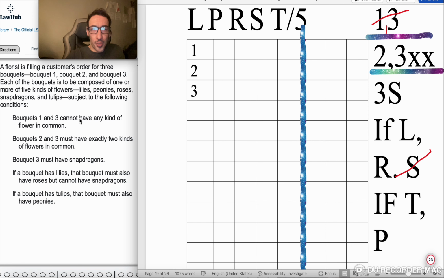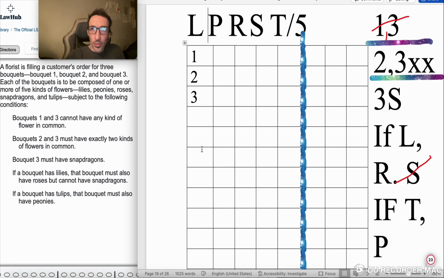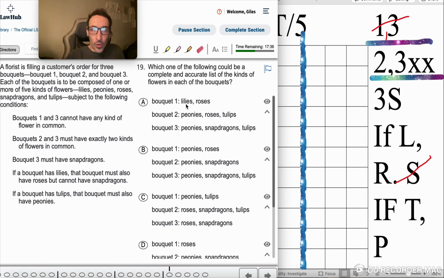Bouquet 1 and 3 cannot have any of the same kinds of flowers in common. So if you look here, I put 1, 3, and I crossed it off. So 1 and 3 are not allowed to have the same kinds of flowers. So let's see where they are the same. If you look at choice B, it is the same, so go ahead and remove it.